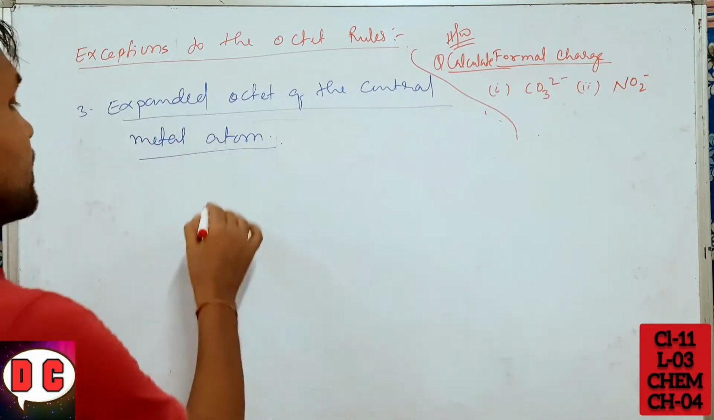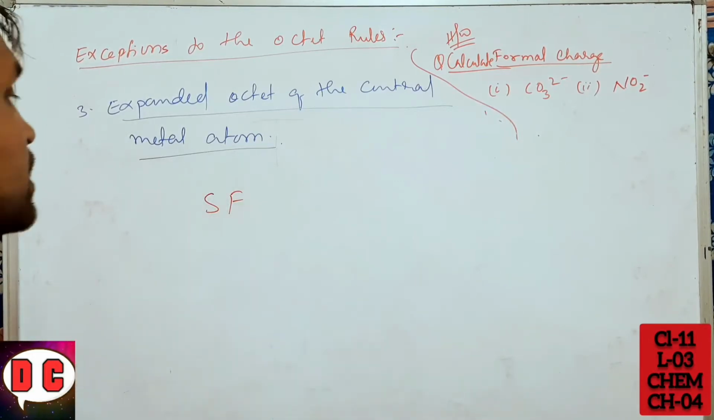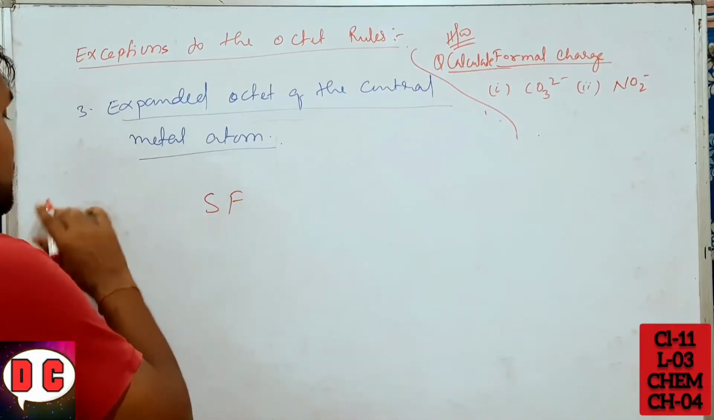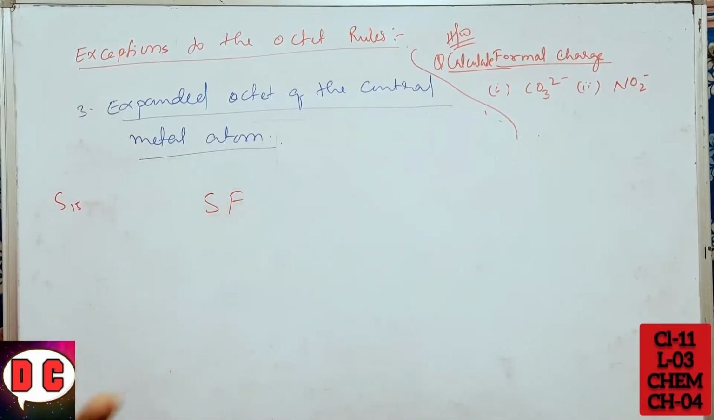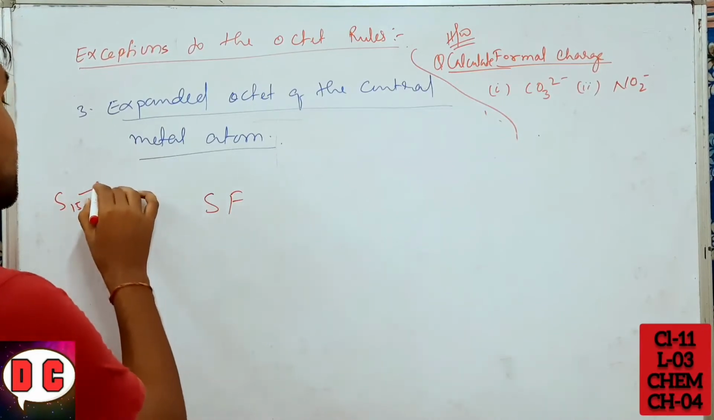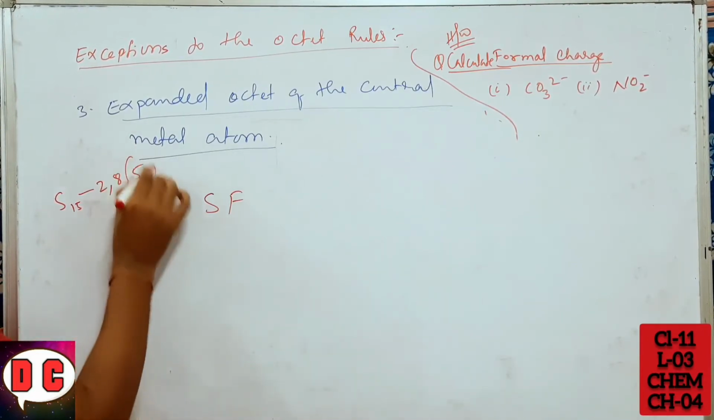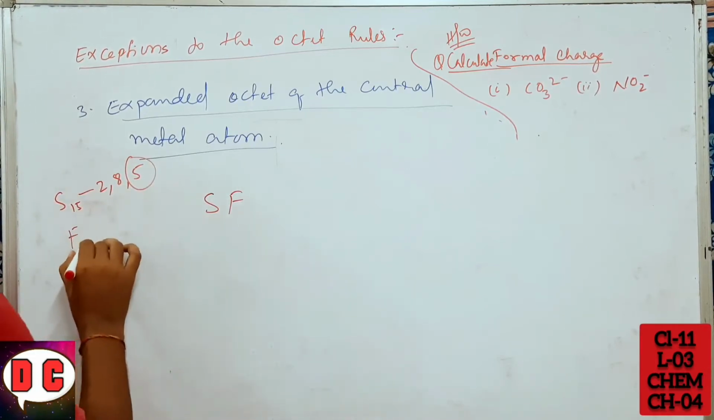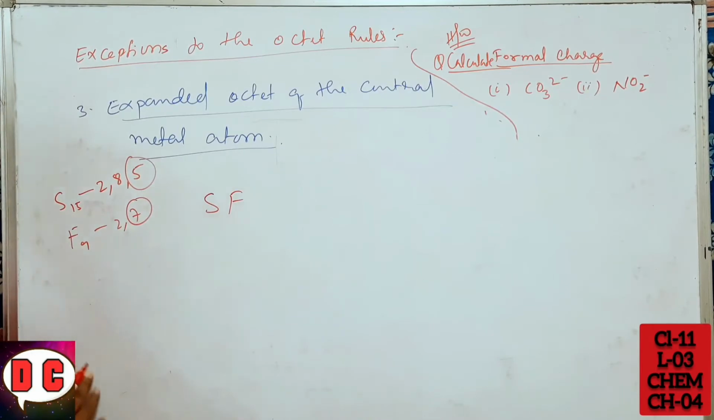For example, SF5. If you see SF5, what is the valency? Phosphorus atomic number is 15, okay. All of you should remember the atomic numbers, I'm telling you again. Phosphorus atomic number is 15, so it is 2 8 5, so valency is 5. Fluorine is 9, so it will be 2 7. Valency is 7. Okay, got it?